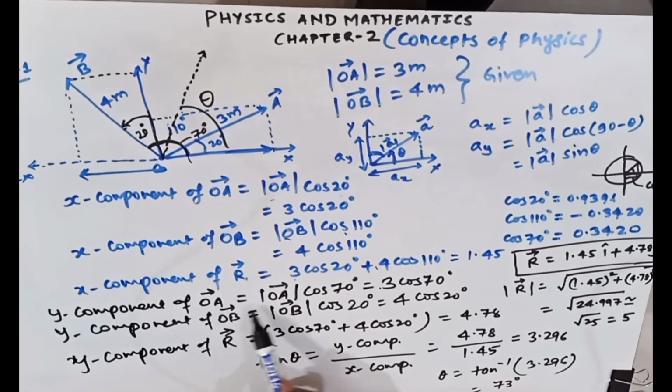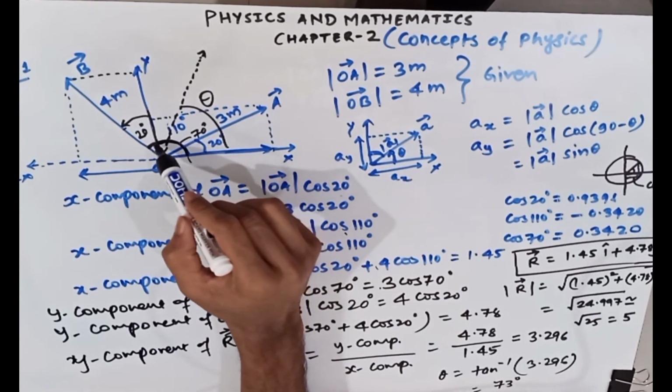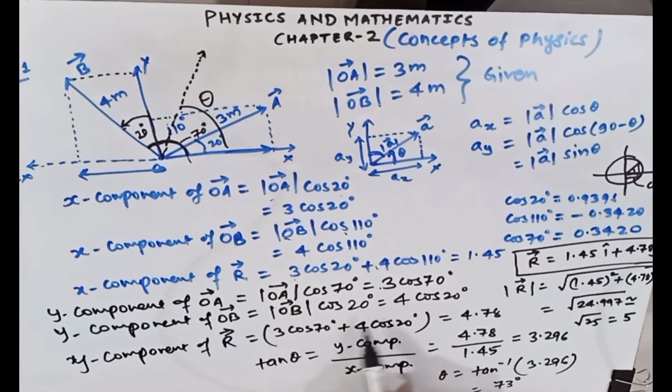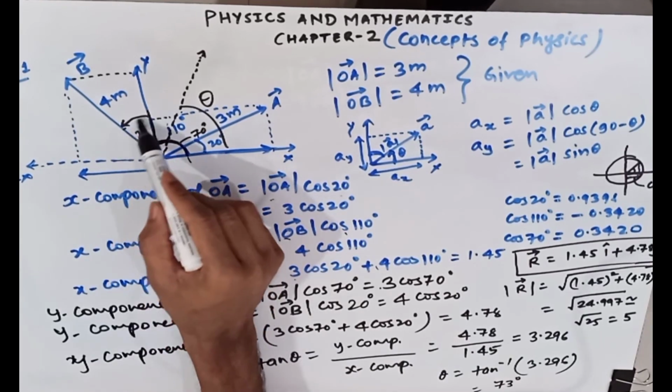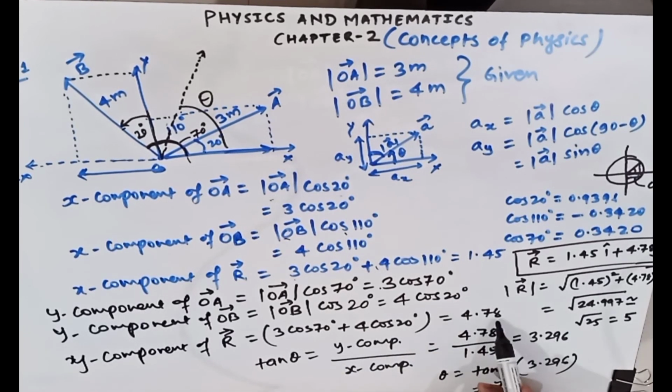Similarly, the y component of OA will be the magnitude of OA and the angle made with the y-axis. You need to be careful here, because this angle is made with respect to the y-axis. Here our OA is making an angle of 70 degrees with the y-axis, so we are taking it as 70 degrees. And the y component of OB, OB is making an angle of 20 degrees, so we are taking 20 degrees and putting in the magnitudes. Similarly, we can find the y component of the resultant vector by directly adding them up. This value would come as 4.78.